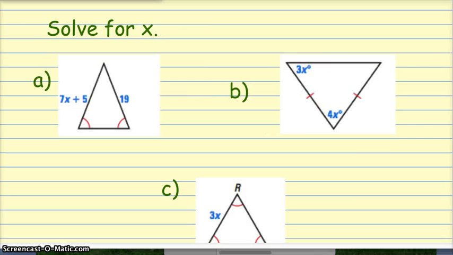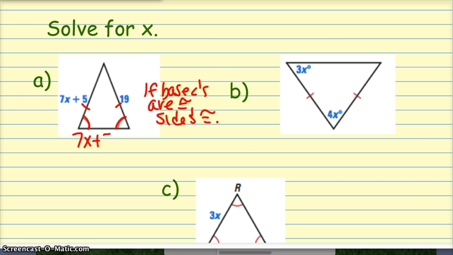Solve for x. I see base angles are congruent. If base angles are congruent, then I know the sides are congruent. So those two sides are congruent, which means I can go ahead and set those two equal. Assuming I did all my calculations right, double check my math. I got x to be 2.